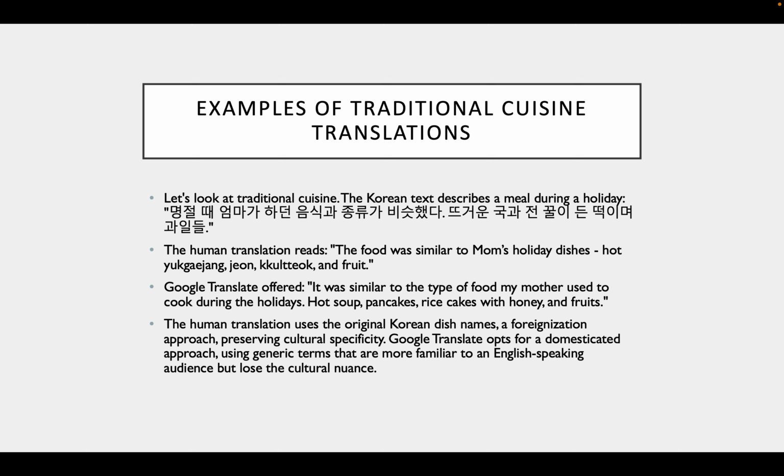The human translation uses the original Korean dish names, a foreignization approach, preserving cultural specificity. Google Translate opts for a domesticated approach, using generic terms that are more familiar to an English-speaking audience but lose the cultural nuance.